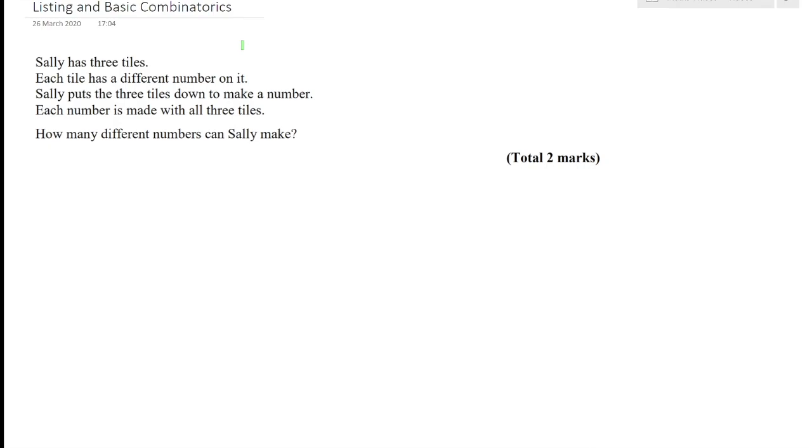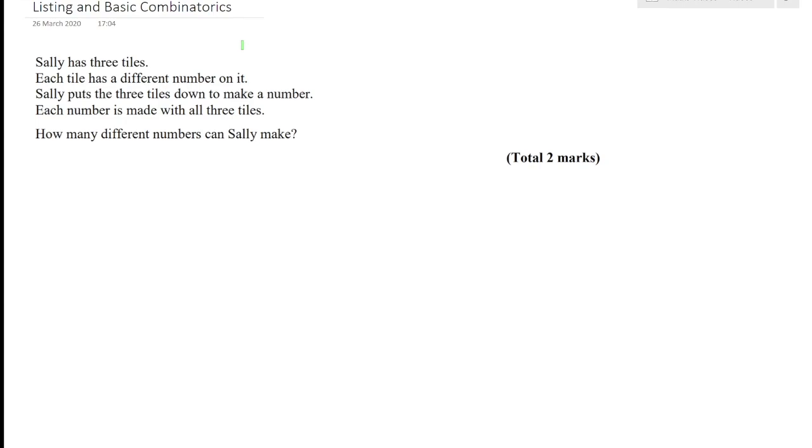So to start with, I've taken a question from a previous paper and I thought we could start by me showing you how you'd work through it. So let's read the question. Sally has 3 tiles. Each tile has a different number on it. Sally puts the 3 tiles down to make a number. Each number is made with all 3 tiles. How many different numbers can Sally make?